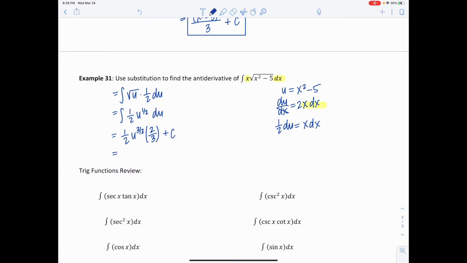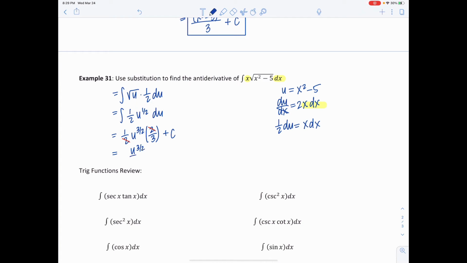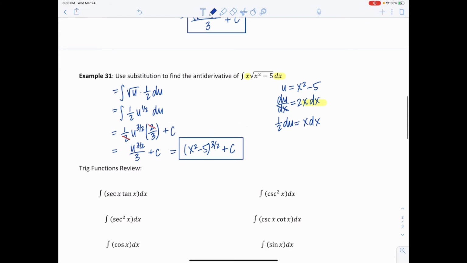So this becomes u to the 3/2 over 3 plus c, which is x squared minus 5 to the 3/2 over 3 plus c. Sorry, there should be an over 3 plus c.